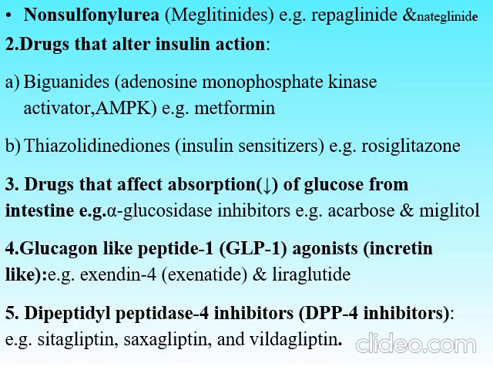The fourth group and fifth group depend on the action of the incretin. The fourth group, named glucagon-like peptide or incretin-like drugs. These drugs are only administered parenterally, like liraglutide. Until now, there is no oral form for this group.